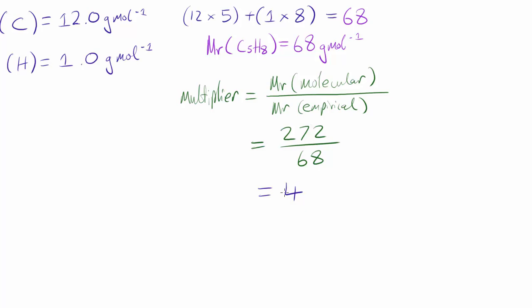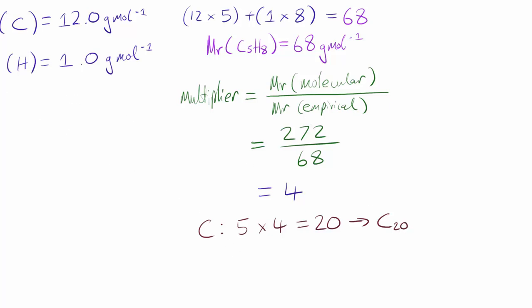So if you take the empirical formula and multiply its molar mass by 4, you get the molar mass for the molecular formula. And so I'm now going to use that multiplier to scale up the empirical formula to get the molecular formula. Let's start with the carbon. For carbon, that means we're going to take 5 and multiply that by 4. Of course, that gives us 20. That therefore means that for carbon, the associated coefficient would be 20, so it's going to be C20.